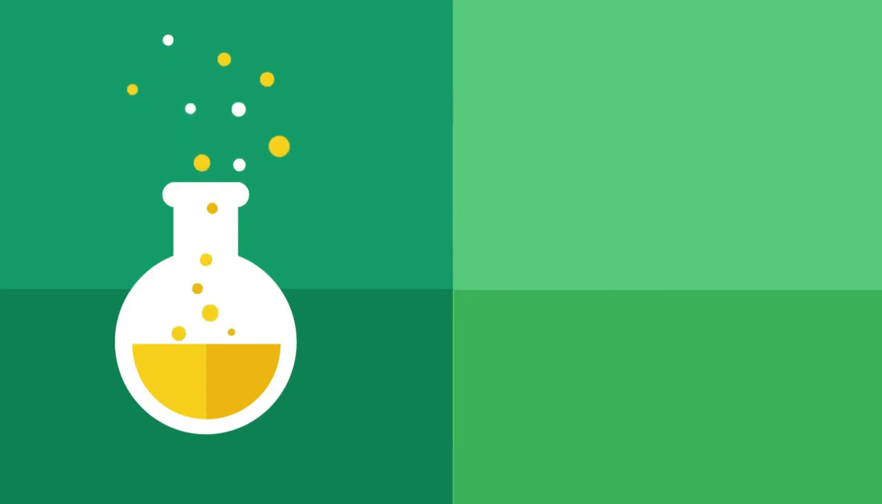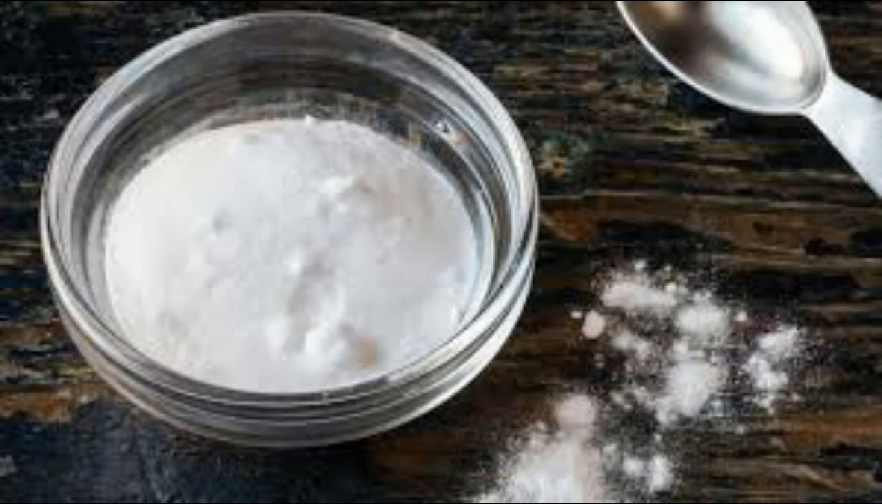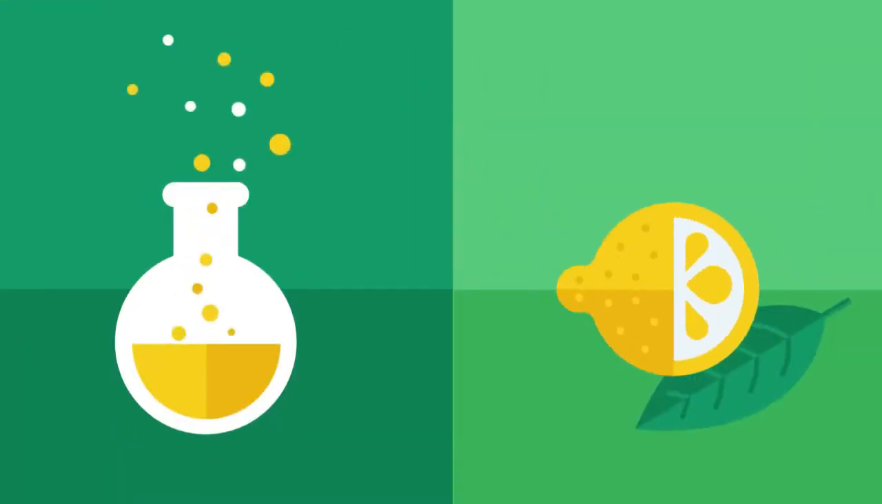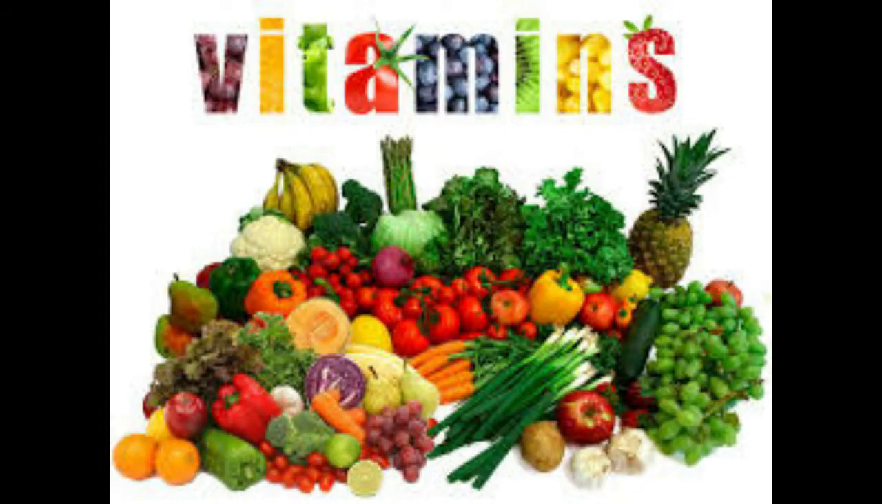There are two types of food preservatives. First are chemical preservatives, which are chemicals that can be added in foods, such as sodium, ascorbic acid, and more. Next are natural preservatives, which occur naturally in vegetables and fruits. This is an example of antioxidants and vitamins that can be obtained from vegetables and fruit.